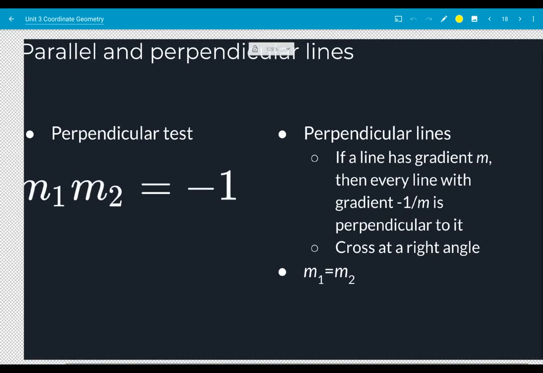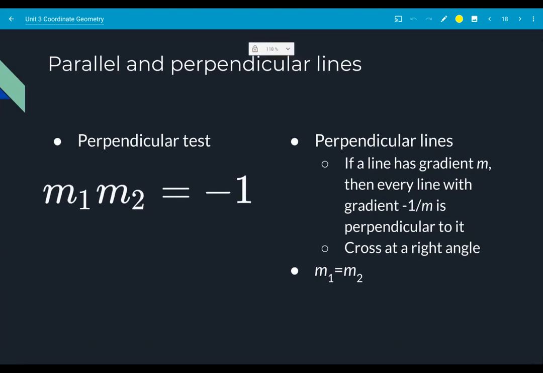Perpendicular. You're going to get a lot of problems like find the perpendicular bisector of line segment AB in the Cambridge exam. The test for perpendicularity is if you multiply your slopes and you get -1.